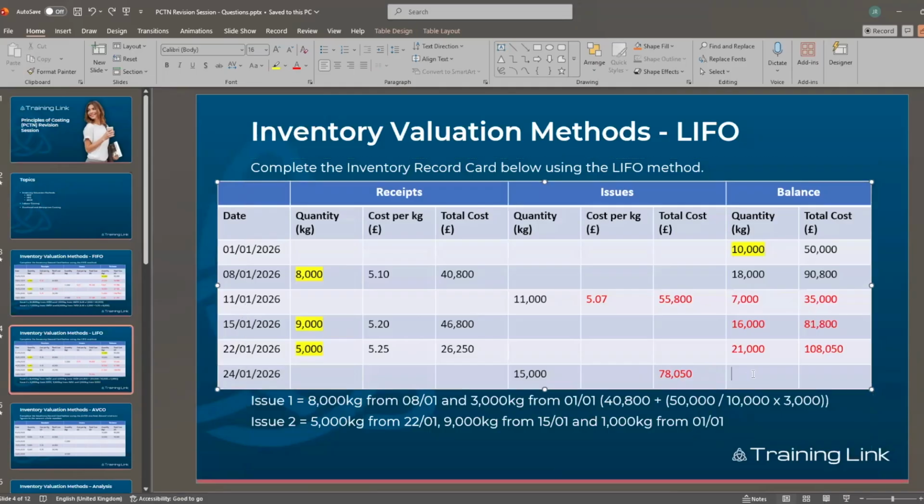Then we can do exactly what we've done up to this point. Reduce the balance for the issue, which should give us 108,050 minus 78,050 gives us a final amount of 30,000.